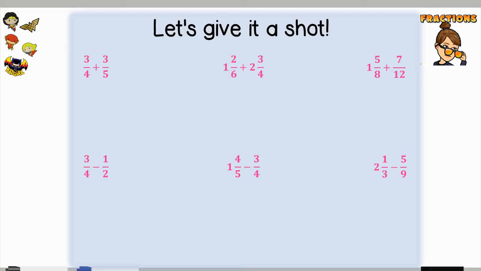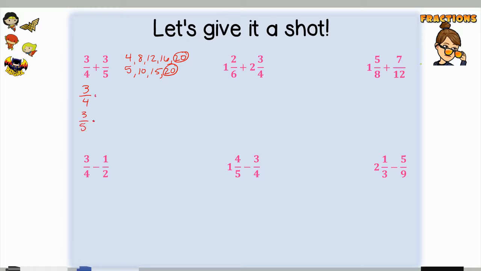All right, so here they're not like, so I have to make them like. And the LCD, so I have 4 and 5. So 4, 8, 12, 16, 20, 5, 10, 15, 20. So I know 20 is my LCD, which in this case, it does work out that we're just multiplying them by each other. So 3/4 and 3/5.